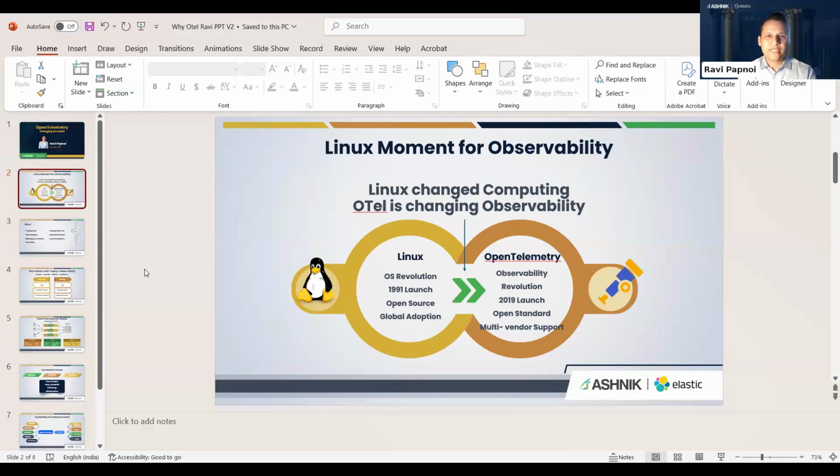And it not only democratized Linux for everybody, but it even gave a platform or an opportunity for anybody and everybody to use Linux and be master of their own screens, their own compute, and their own computers. And we are seeing something similar happening in the observability space right now.